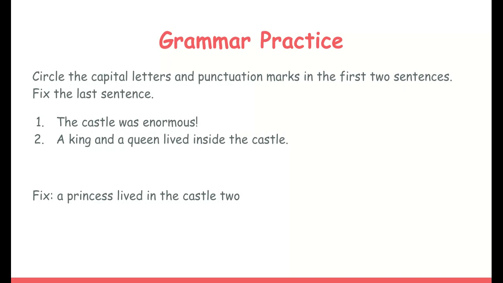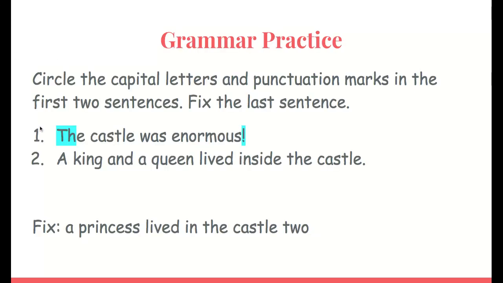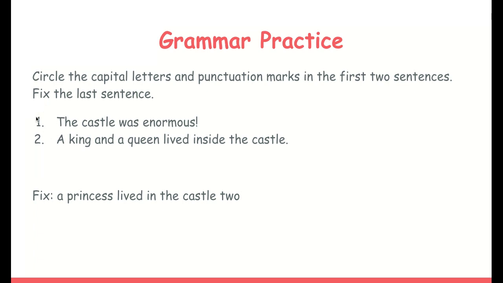But first, let's do some grammar practice. So circle the capital letters and punctuation marks in the first 2 sentences, and then we'll fix the last sentence. So for here, sentence number 1, it says, the castle was enormous. So make sure, don't look at the answer. Make sure to circle the letter that is capitalized and the punctuation that's used for sentence number 1.